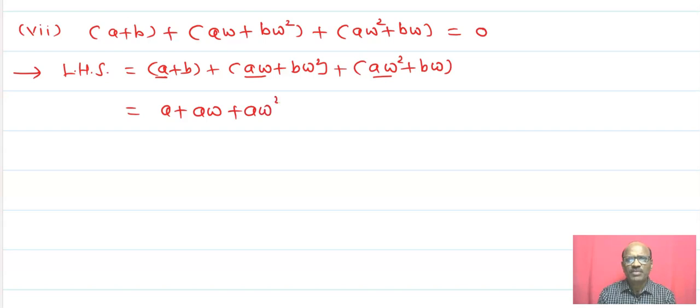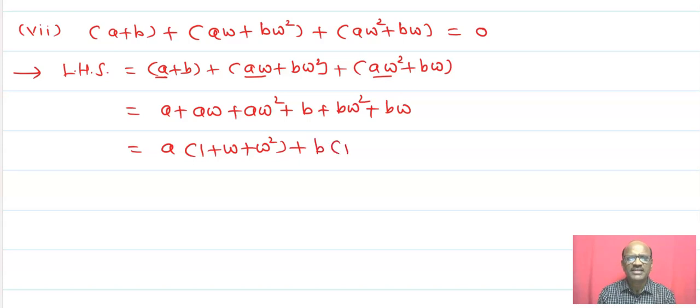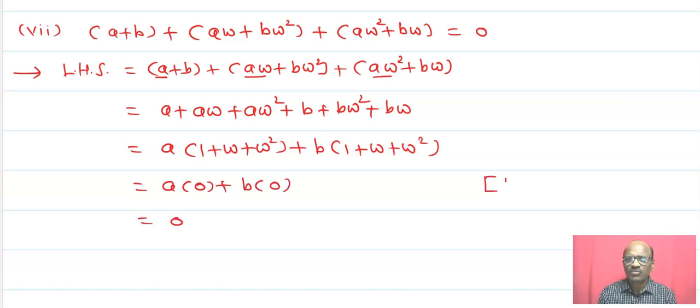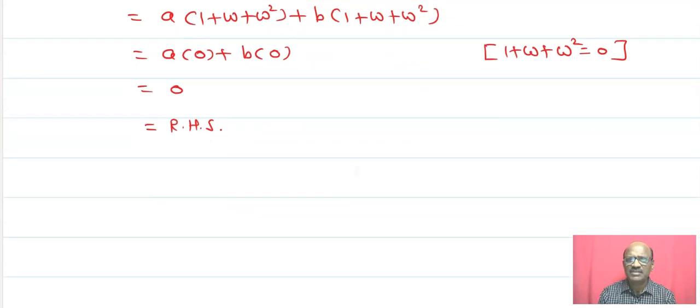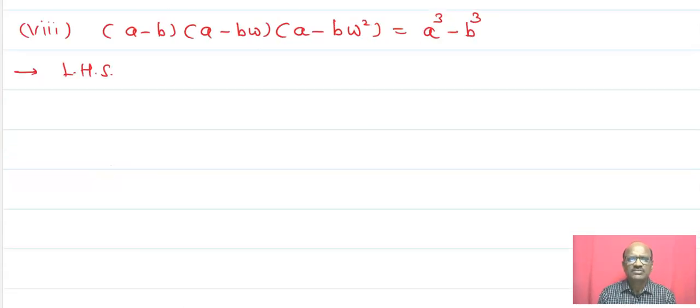That is A plus A omega square plus B omega plus B omega. And what happens? Take A as common, then in bracket you are getting 1 plus omega square, plus B in bracket 1 plus omega square. And what is happening? Both of them, that is 1 plus omega square, have a value 0, and overall it's 0, and that is nothing but the RHS. Therefore LHS is equal to RHS.